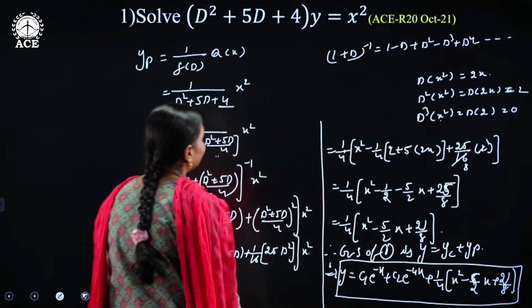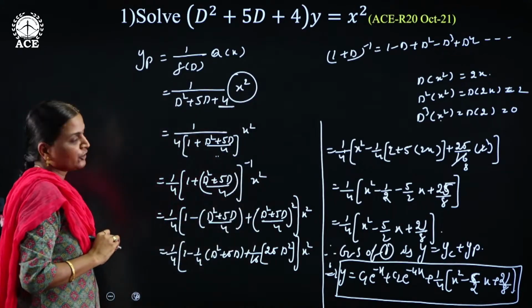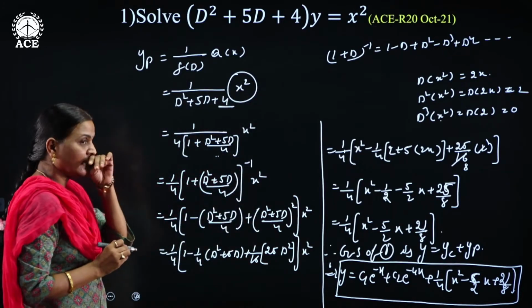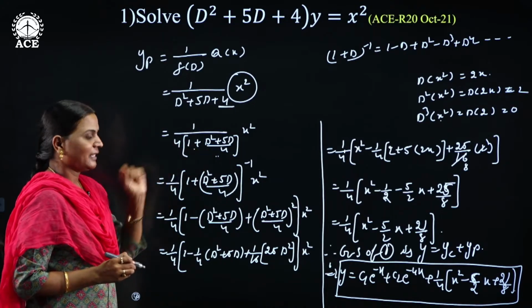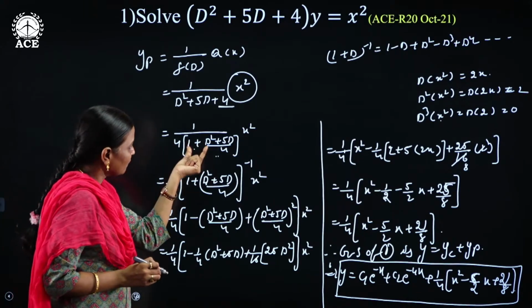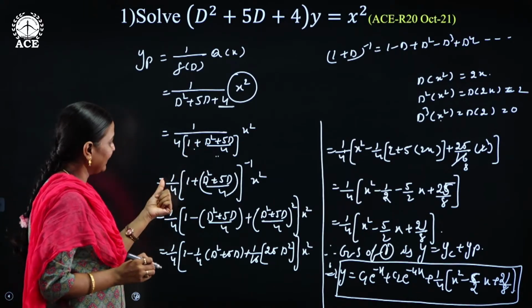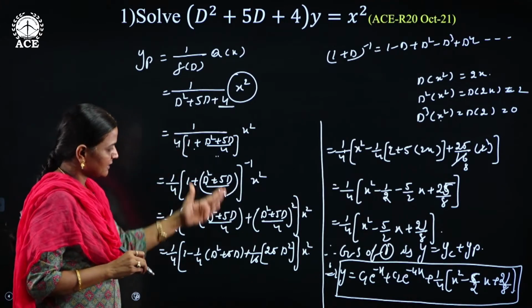And this is the procedure to find the particular integral when q of x is equal to x power m. Here reduce 1 by f of d to the form 1 by 1 plus or minus phi of d, by taking out the lowest degree term from f of d. So this is the procedure.